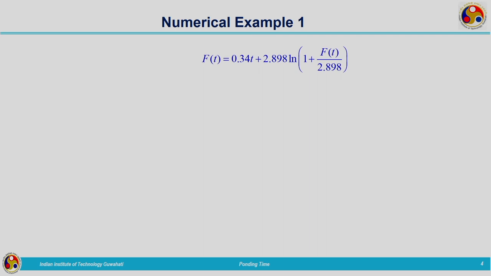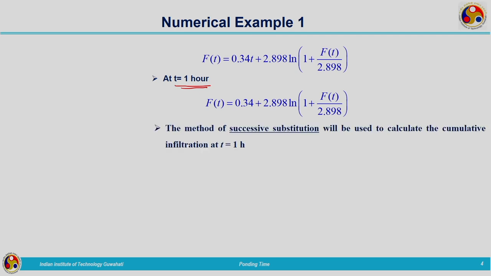I have repeated the equation from the previous slide here. We are given t equal to 1 hour, so we substitute t equal to 1 hour. F of t equals 0.34 plus 2.898 ln of 1 plus F of t divided by 2.898. Here we will make an assumption for F of t initially.